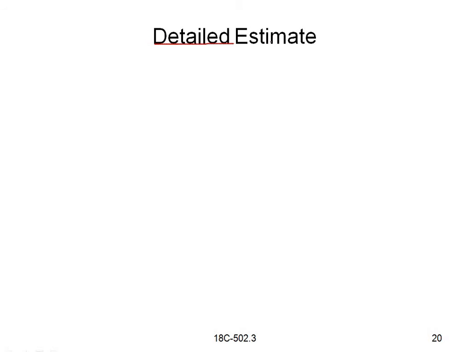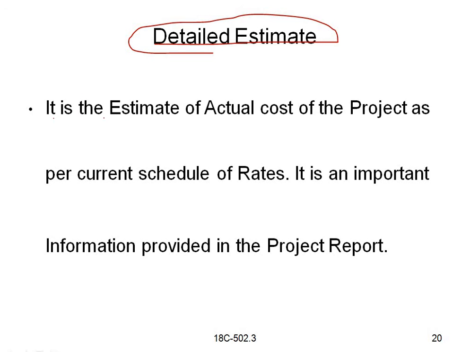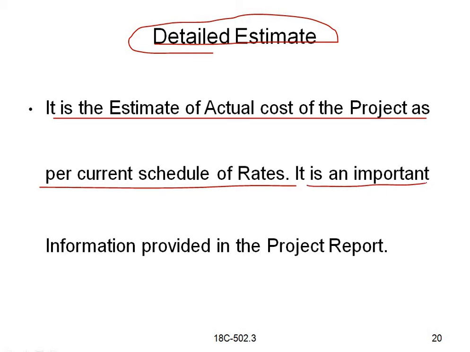Now the next one is the detailed estimate. Up to now we have seen the preliminary estimate. Now let us see the detailed estimate. What is a detailed estimate? Here it is the estimate of the actual cost of the project as per the current schedule of rates, and it is important information provided in the project report. In the project report, it is shown as an estimate of the actual cost of the project.